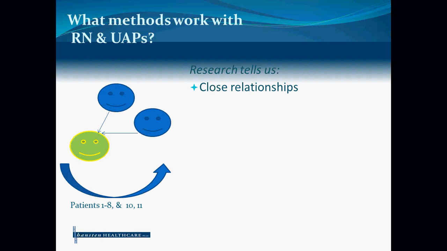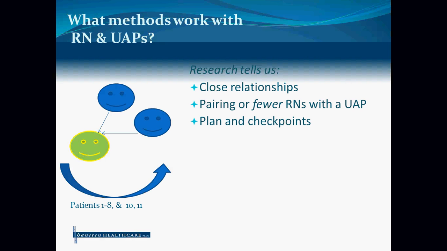Research tells us that the closer relationships you can have with each other will help the teamwork. If an unlicensed person or a nursing assistant is paired with an RN, or there are fewer than 2 RNs to 1 nursing assistant, as you see on the left there with the group of patients, that actually works better for the teamwork and for the supervision piece. Then these nurses can set up planning and checkpoints and collaboration and feedback with the person who's working with them, with their team members, and it does allow for more coordination of care.